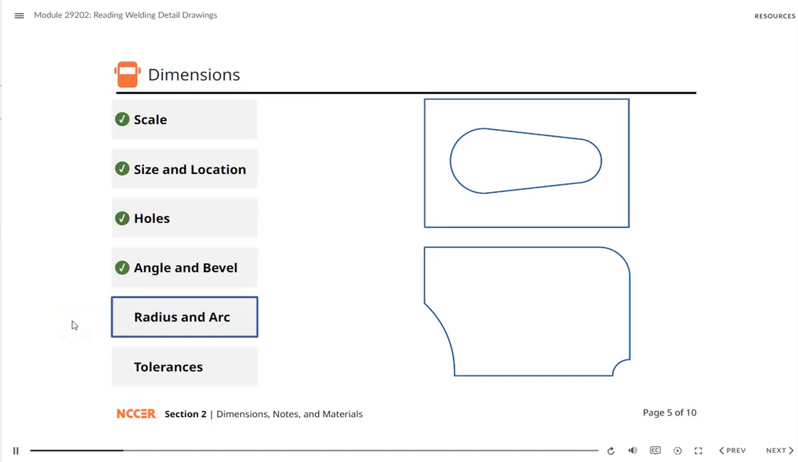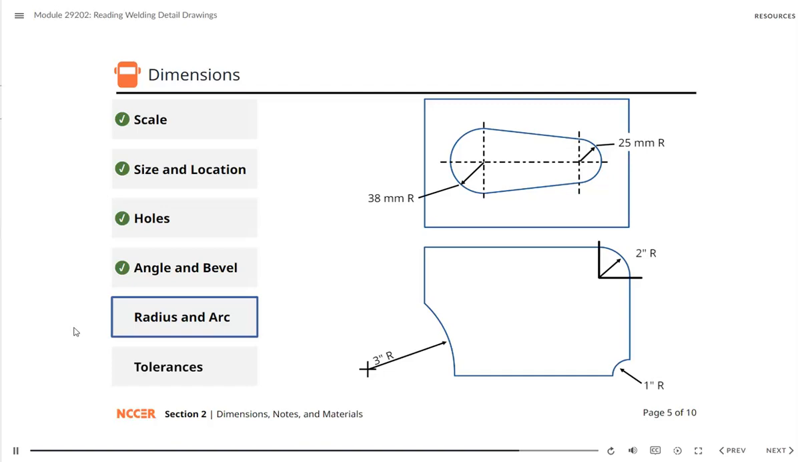Radius and arc dimensions are indicated when the ends, sides, or corners of an object need to be rounded. A combination of center lines, radius, extension, and dimension lines are usually used.